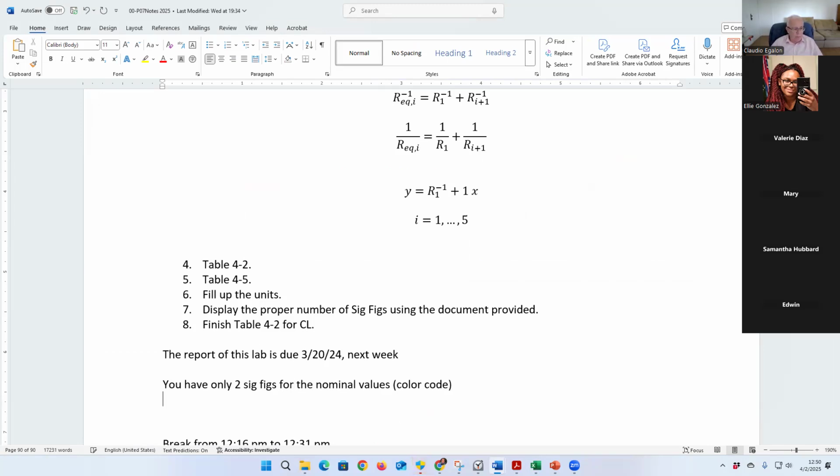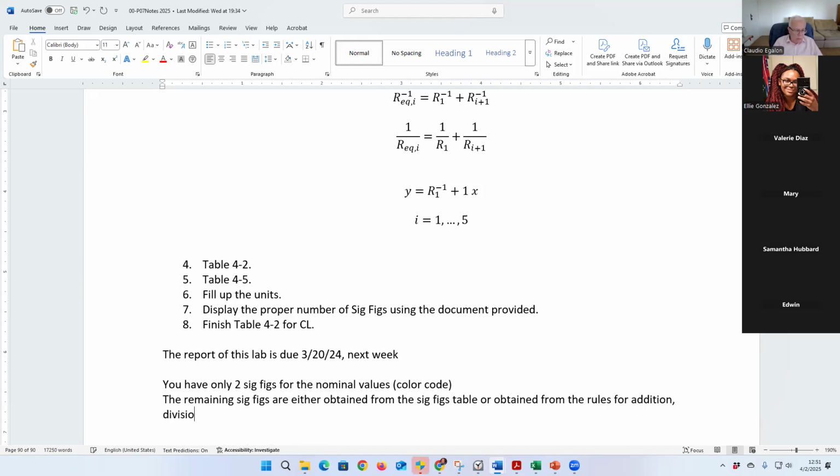Okay, the remaining sig figs are either obtained from the sig fig table, or obtained from the rules for addition, division, and multiplication. Okay. Okay, it's 12:51 right now.